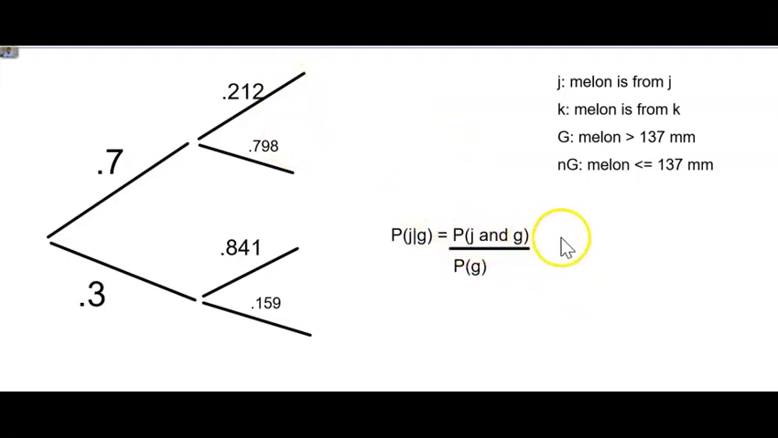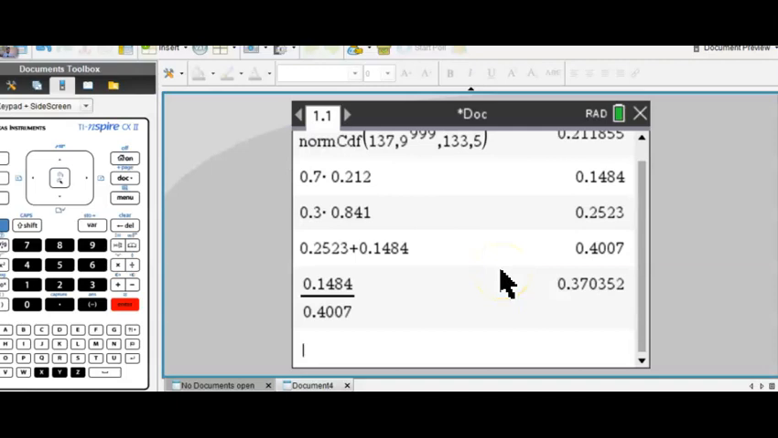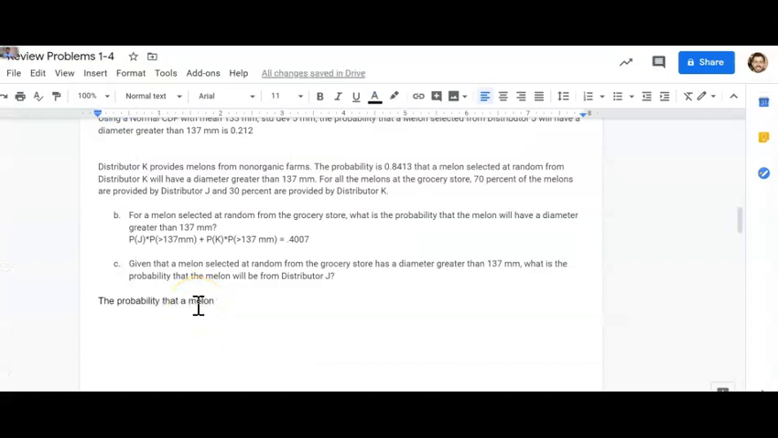Probability of J and G, we just figured that out a second ago. That's 0.7 times 0.212. That's 0.148. And then below it, the probability of G, that's what we had in the last problem. That's around 0.4. So it's just 0.148 divided by 0.4. And there you go, 0.37. The probability that a melon will be from distributor J, given that it is greater than 137 millimeters, is 0.37. And there you go.